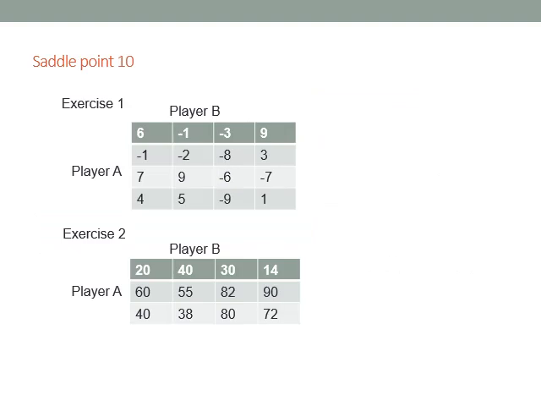Saddle point 10. Please try to solve these two exercises. Exercise 1. There are two players, of course, as usual, player A and player B. Player A has 4 strategies, player B has 4 strategies. The second exercise: player A has 3 strategies, while player B has 4 strategies. Try to find the saddle point.